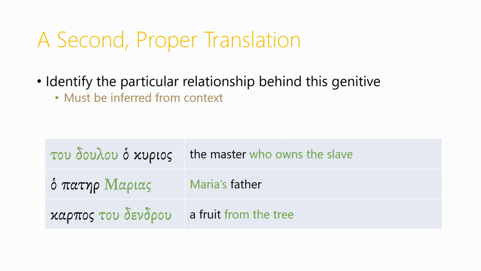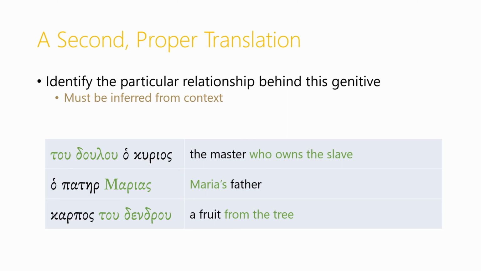Pater Marias, we would initially gloss as the Maria father, and then we might decide that the relationship between Maria and her father is one of family relationship. And how do we express that in English? Well, just with the English possessive, so we might say Maria's father. Karpos tou dendrou, the tree fruit, we might decide that the relationship between the tree and the fruit is that the fruit comes from the tree. And so we might translate it properly, a fruit from the tree.